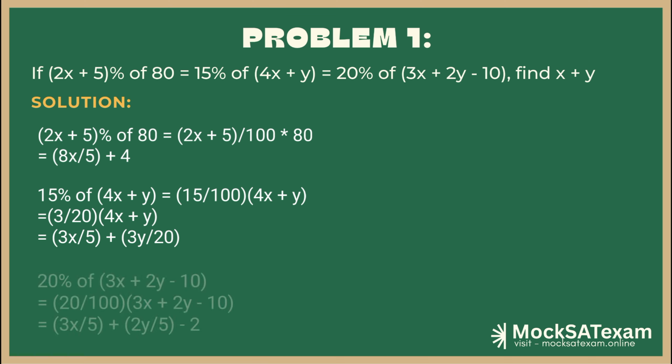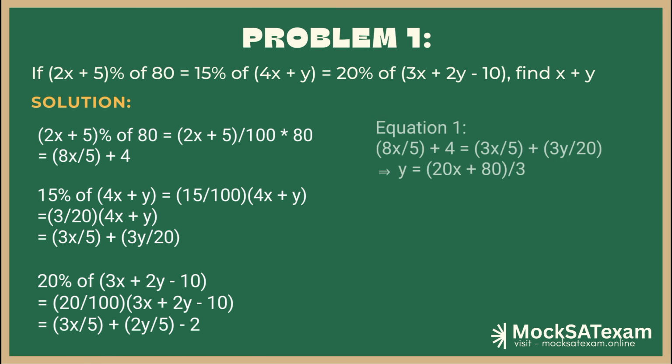Finally, 20% of 3x plus 2y minus 10, that is 20 over 100 multiplied by 3x plus 2y minus 10. This becomes 3x over 5 plus 2y over 5 minus 2. Since all three expressions are equal, let's compare them. First, compare the first and the second. 8x over 5 plus 4 equals 3x over 5 plus 3y over 20. This gives us y equals (20x plus 80) divided by 3.